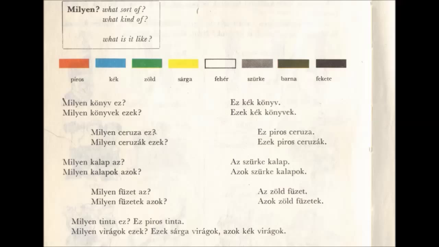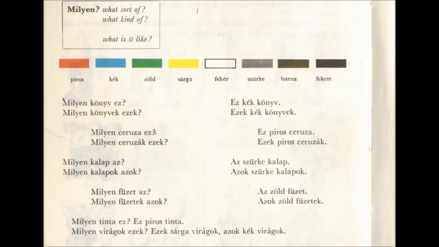Red. It's piros. In Finnish, which is related to Hungarian, red is punainen. Then we have the blue color, kék. Let's see how they say it. Kék. Then we have green, which is zöld. And we have the yellow, which is sárga. And we had the white, which is fehér.